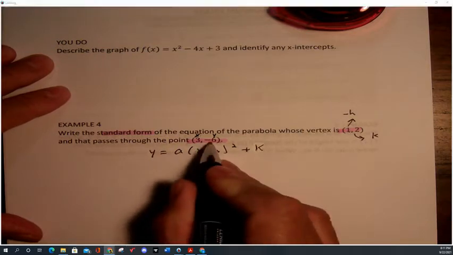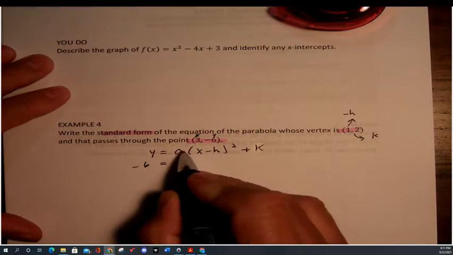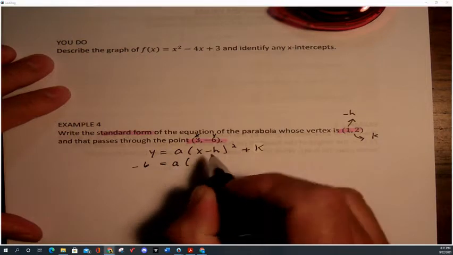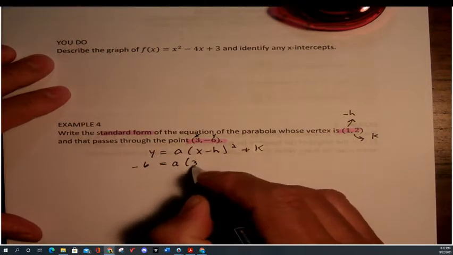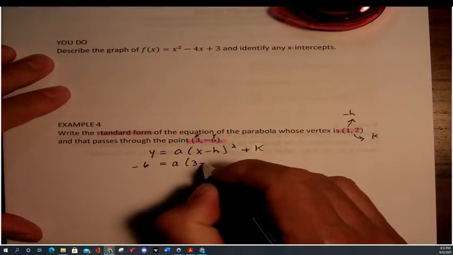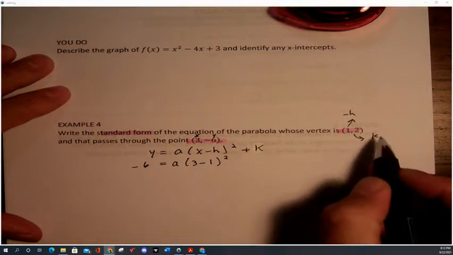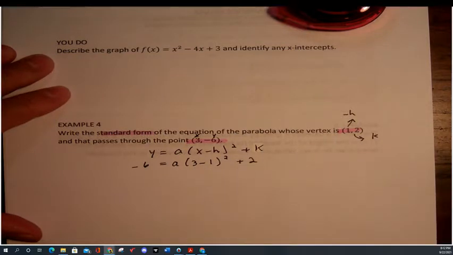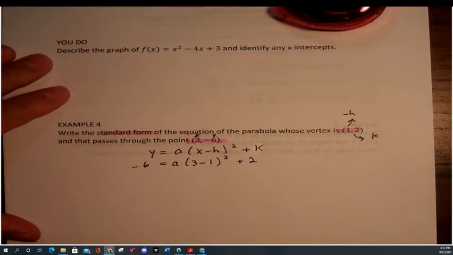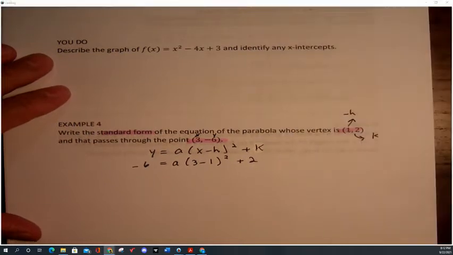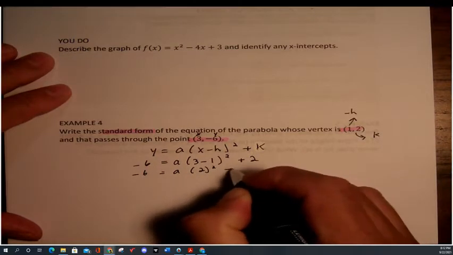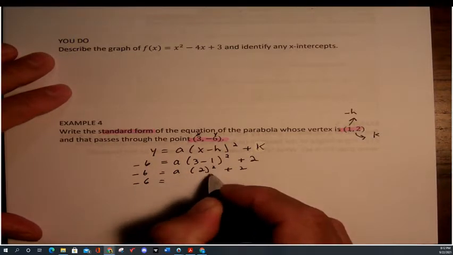So I know y is equal to negative 6. A, I'm not given that anywhere in this problem, so let's just leave the a. X is equal to 3. And the negative h, remember the sign change. So this is a positive 1, it goes in as a negative 1. K comes in exactly the way its sign is, plus 2. And I have that equation. Just work this problem out using your order of operations to solve for a. So the first thing I'm going to do is parentheses: 3 minus 1 is 2. I know that 2 squared is equal to 4.